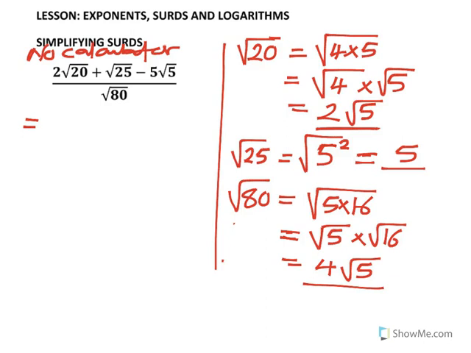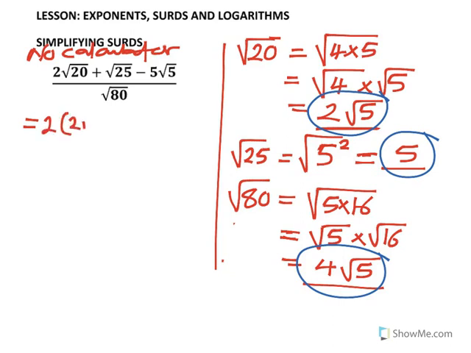When you have simplified these, you can see 20 gave us that, 25 gave us that, 80 gave us that. Now you simplify it. Instead of 20, now you're going to write 2 multiplied by 2 root 5 from our 20, plus 5, minus 5 root 5.